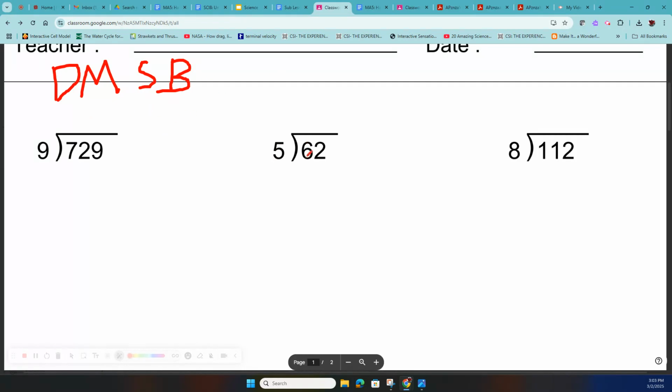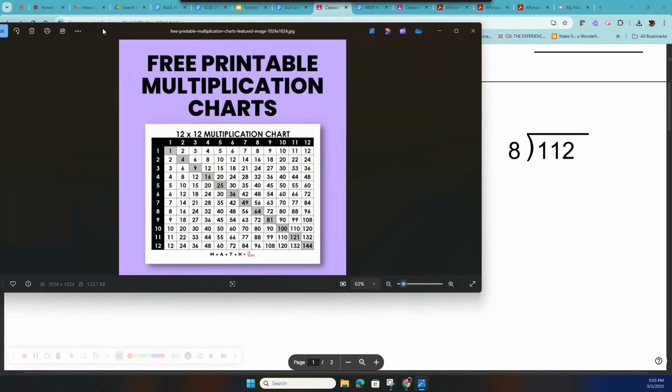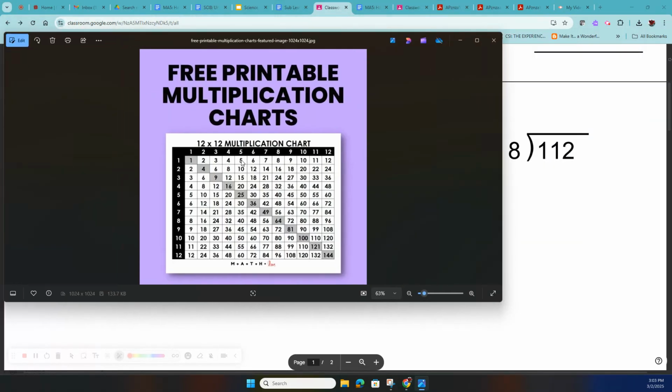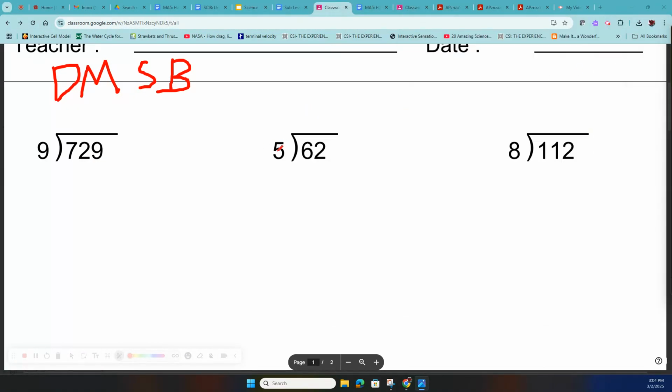Does 5 divide into 6? Okay, well 5 is not bigger than 6, but 10 is. So 5 fits into 6 once. Okay, next step. Multiply. 5 times 1 is 5. Next step. Subtract. 6 take away 5 is 1. Next step. Bring down.